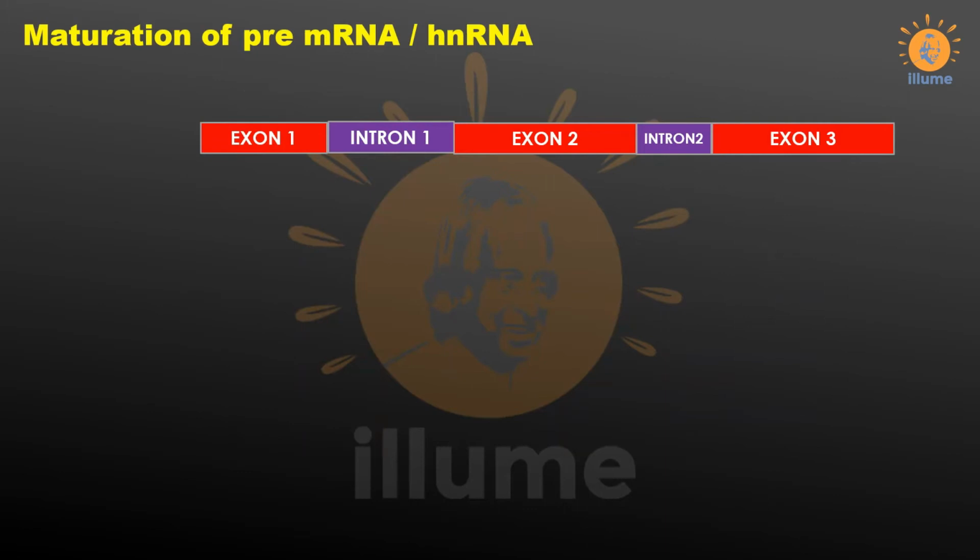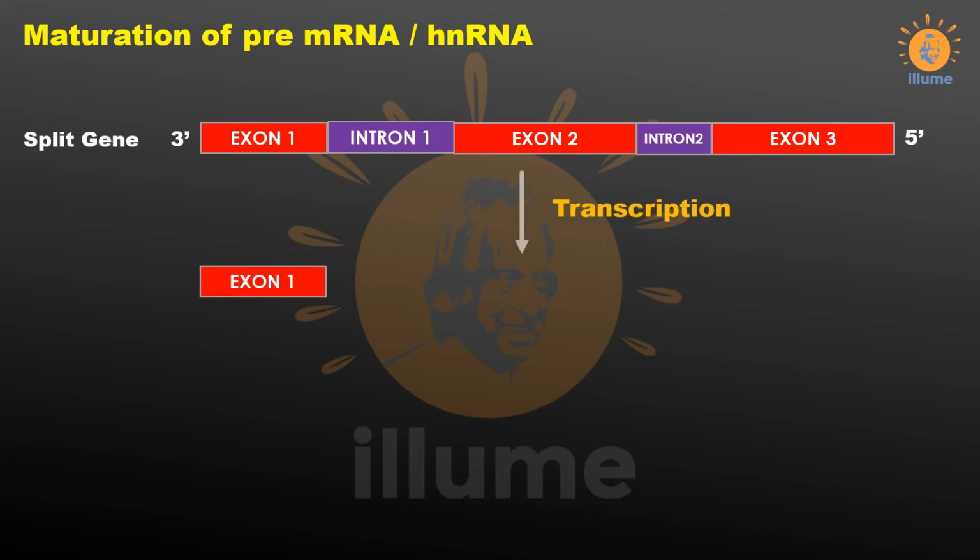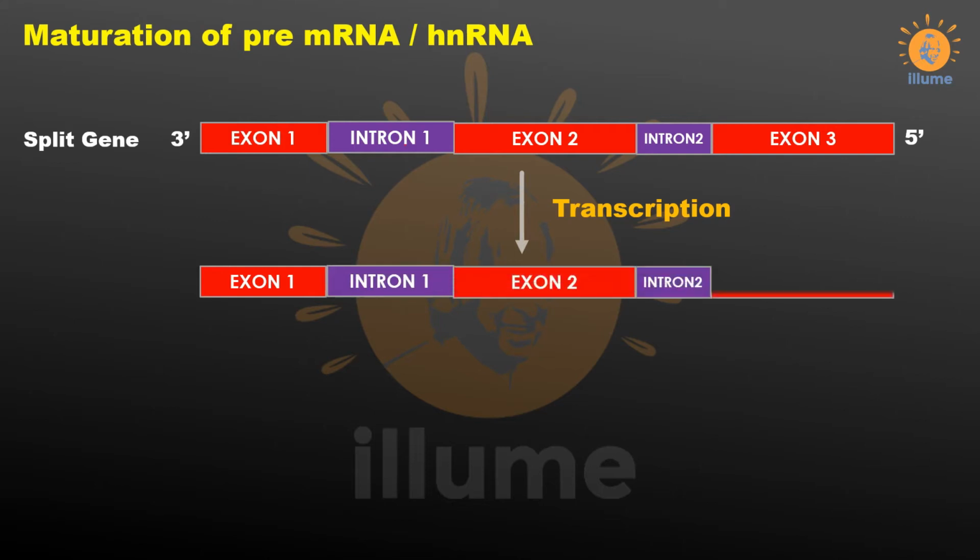Let's discuss it with a very good diagram here. I'll be talking about the maturation of pre-mRNA and hnRNA now. Let's see this diagram. This is a DNA with two ends, 3' end and 5' end. In this case, there are exons and introns: exon 1, intron 1, exon 2, intron 2, and exon 3. This is DNA, and this split gene is now ready for transcription. When it gets transcribed, exon 1 will form the first coding part, intron 1 will form the first non-coding part, and so on.